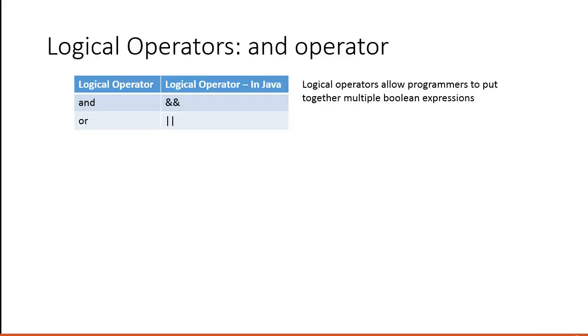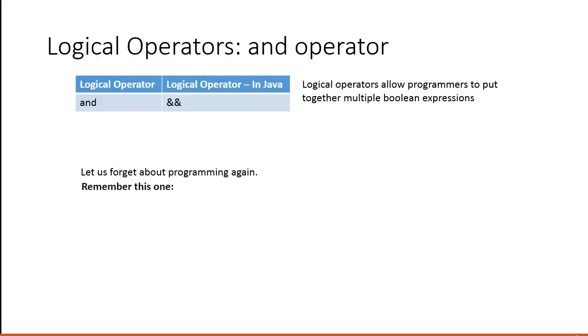So we also have these things called logical operators. So we have two operators. We have the AND operator and we have the OR operator. So the AND operator, which is notated like this in Java, it can be used if you want multiple things to be true. So for example, let's forget about programming again.